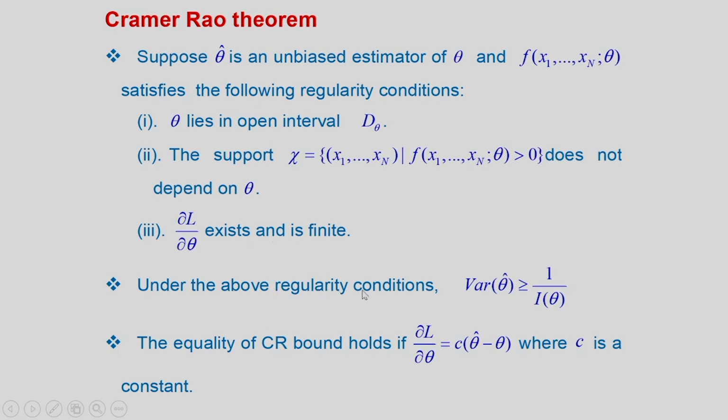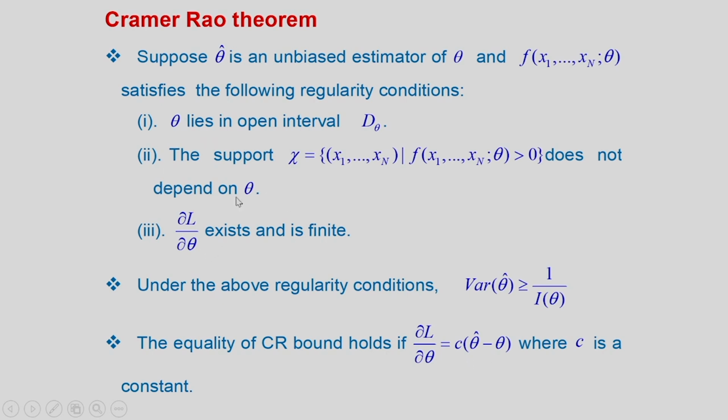Under the above regularity conditions, variance of theta hat is greater than or equal to 1 by I theta, where I theta is the Fisher information statistic. This is the Cramer-Rao bound. The equality of the bound holds if del L del theta is equal to C times theta hat minus theta, where C is a constant scalar. It may be a function of theta, but it does not involve theta hat.